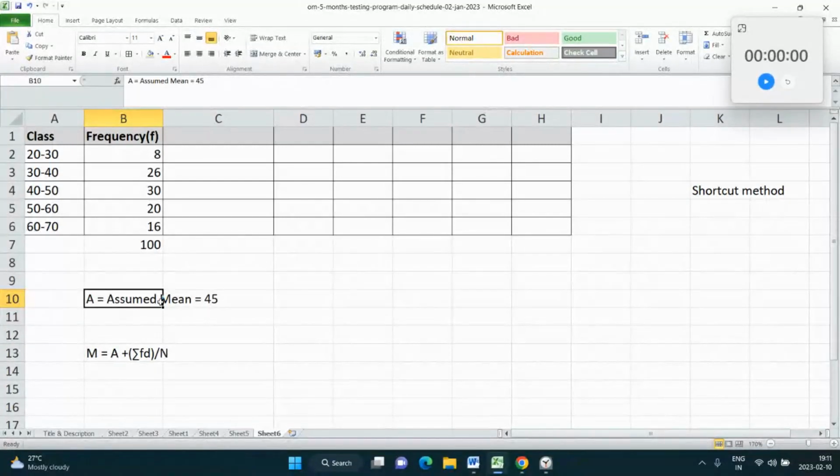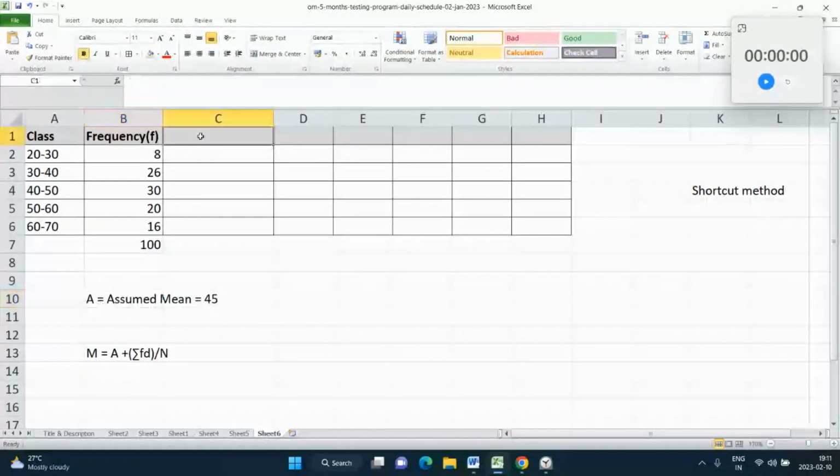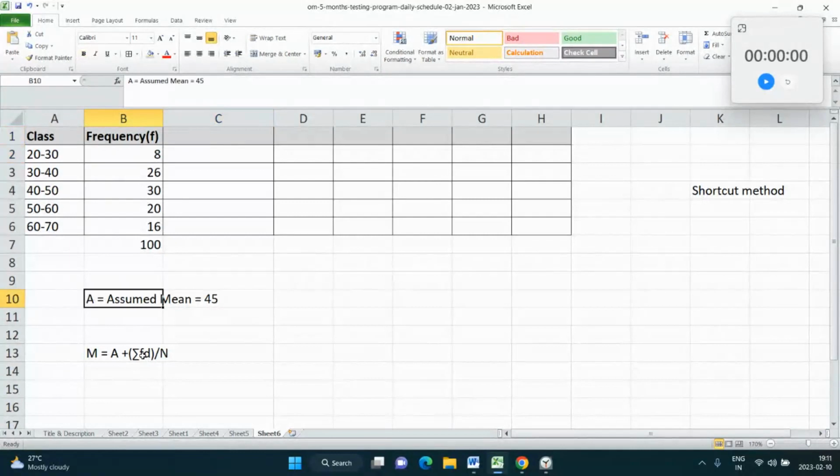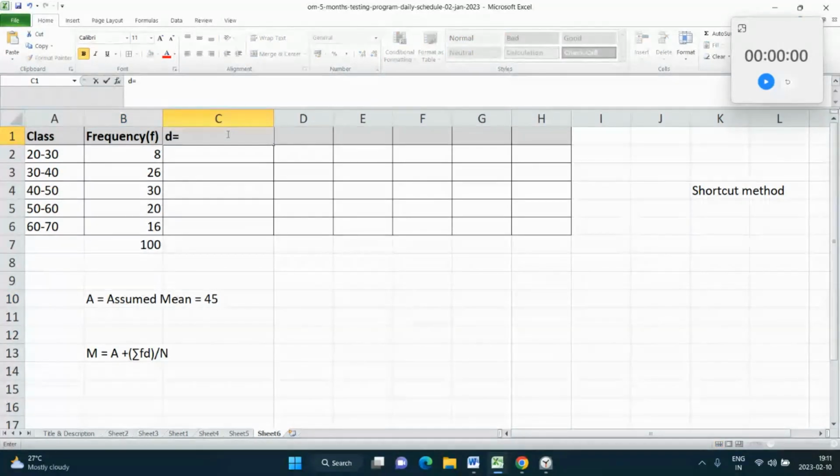Now I have taken assumed mean as 45. Now I need to have this d value. I only have frequency and assumed mean. I don't have d value. I have to calculate the d value. D is equal to x minus a, whereas a is equal to 45.